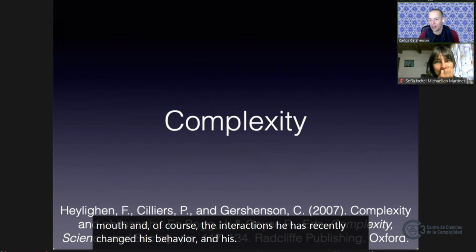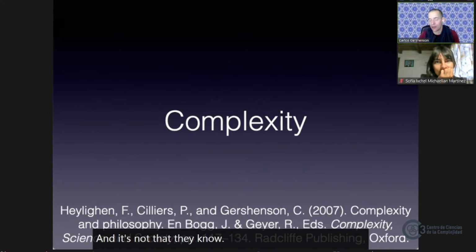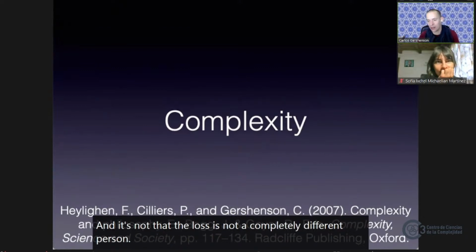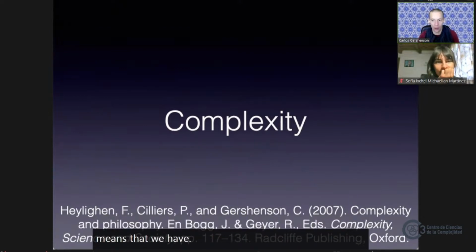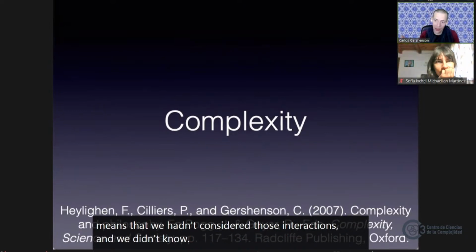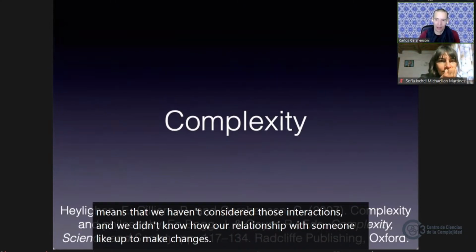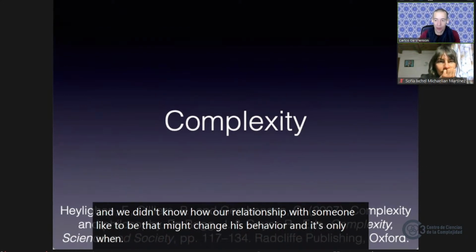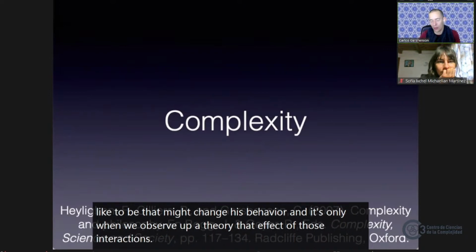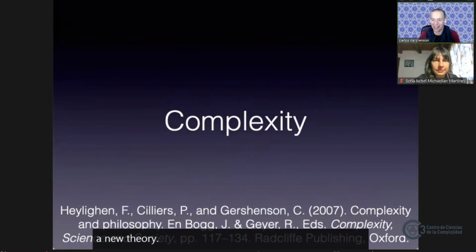And it's not that, let's say, he's a completely different person. It means that we hadn't considered those interactions and we didn't know how a relationship with someone like Lupita might change his behavior. And it's only when we observe a posteriori the effect of those interactions that we can start building a new theory or a new model or new laws of the behavior of Pepe.